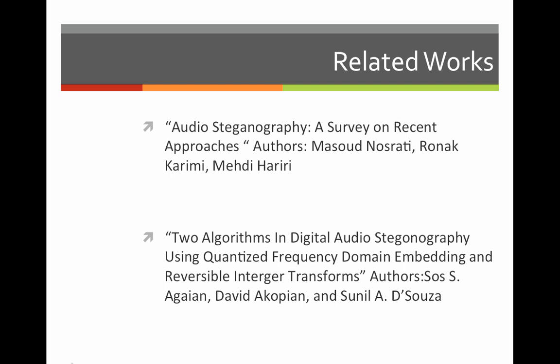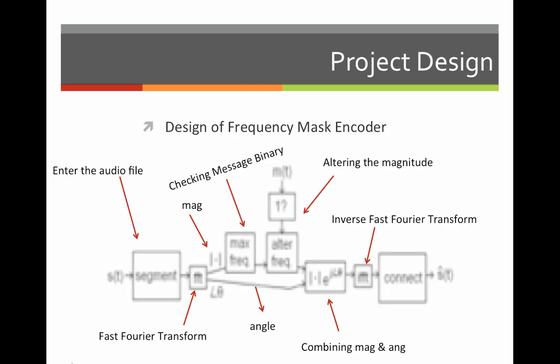So next, I have my project design, and I'll explain this a little bit step by step. It's very blurry, but the pointed lines are supposed to indicate everything that is actually going on. So from left to right, this is the flow diagram. So first you enter the audio file into the code.